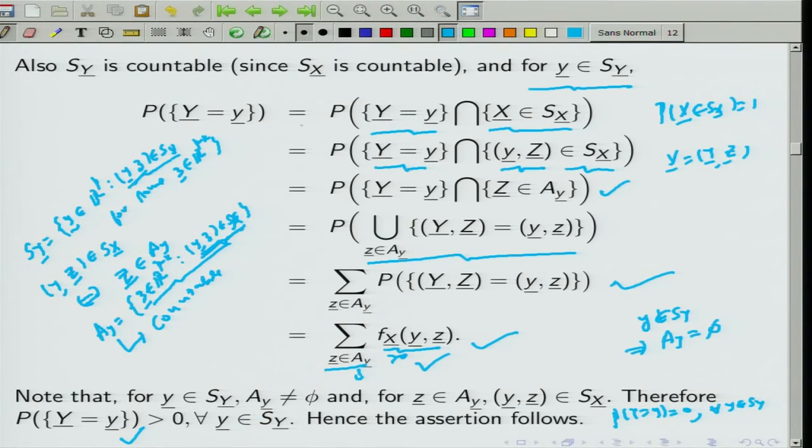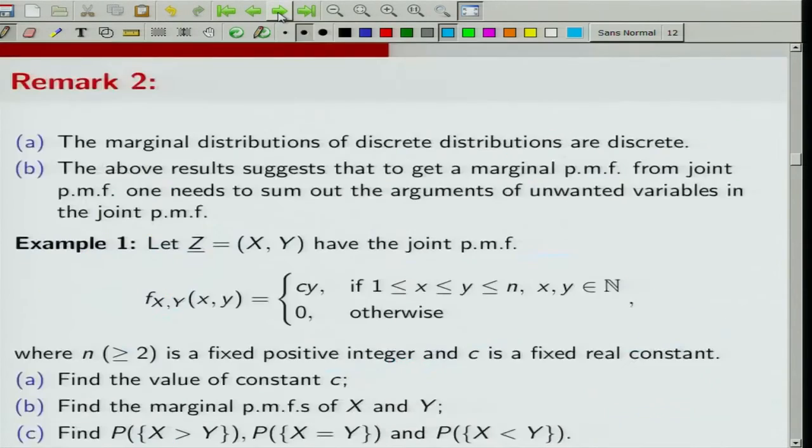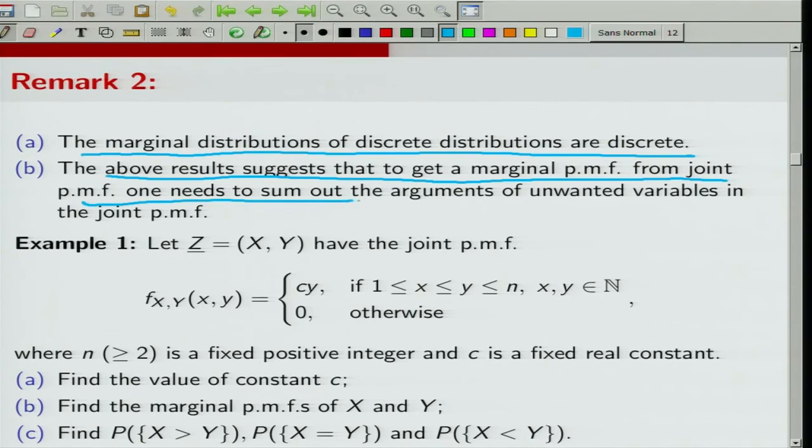So, what it says is, if you have to get the marginal probability mass function, you sum out the unwanted variable in the joint probability mass function. So, there are marginal distributions. This also suggests that marginal distributions of discrete distributions are discrete, because we saw that the distribution of Y in the last theorem was discrete. The above result suggests that to get a marginal PMF from a joint PMF, one needs to sum out the arguments of unwanted variables in the joint PMF. So, very simple. To illustrate the application of the last result, let us try to see this example.